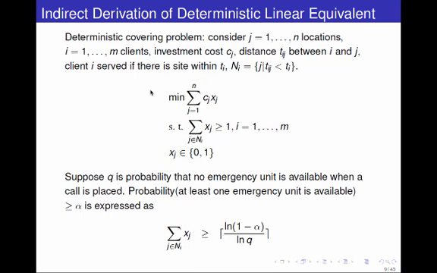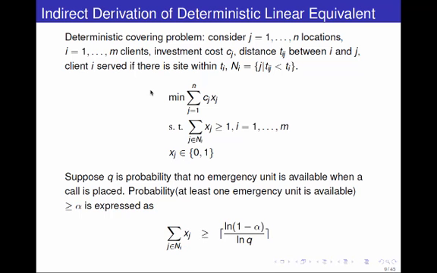So if we want to impose, and the probability that this location is unavailable for service is little q, what we want to ensure in this model is that the probability that at least one emergency unit is available is at least a certain number alpha.